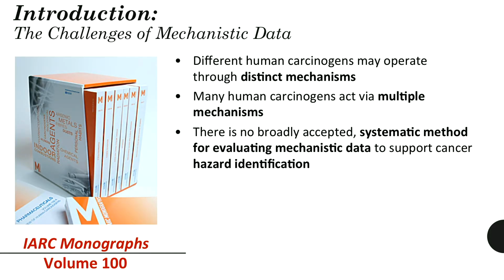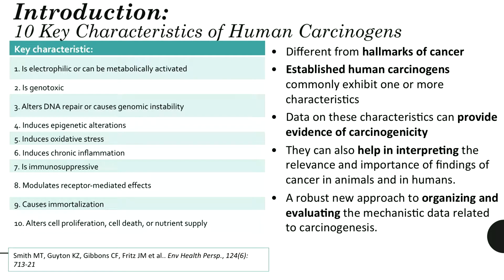So where does the mechanistic data come in? There are different human carcinogens which may operate through distinct mechanisms. Many human carcinogens act via multiple mechanisms. And there's no broadly accepted way of analyzing all these mechanistic data together to support cancer conclusions for hazard evaluation. Hazard identification, sorry. So that's why they invented the 10 key characteristics.